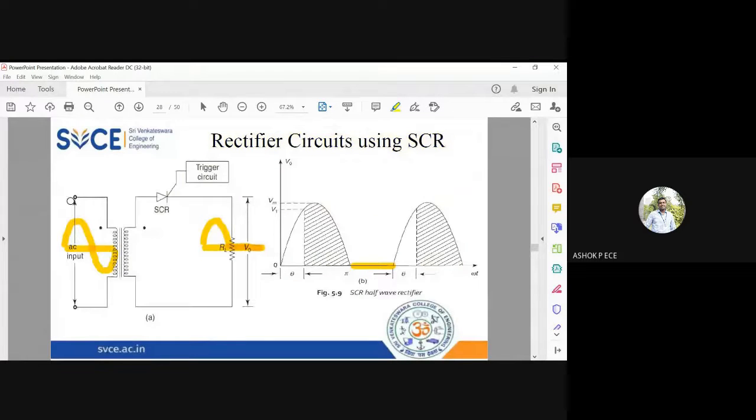And in the diagram you see, you have a transformer, and the secondary of the transformer you connect to an SCR, and the SCR is connected to a trigger circuit. And here you will have a load resistance RL to measure the output voltage. Vm is the peak value of your sine wave from the diagram.